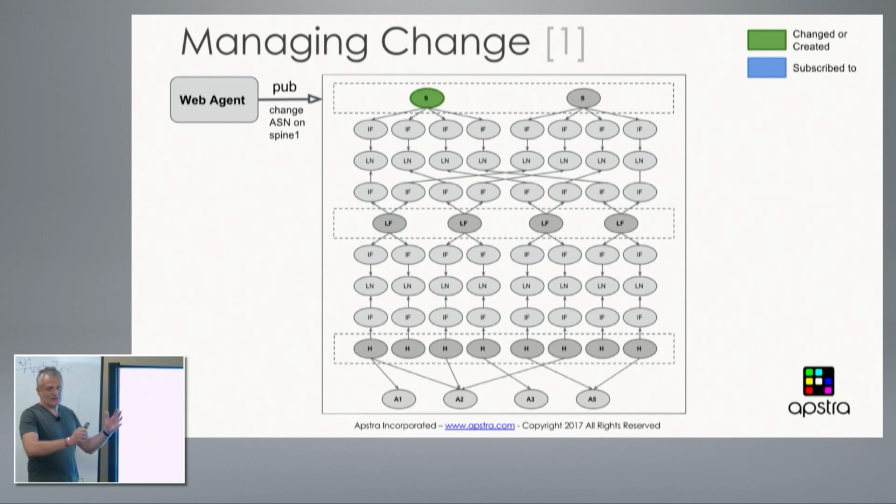Now, that was the initial case. Now, how do you deal with the change? Well, the same way. So let's say somebody through a web agent or through this Slack channel goes and modifies ASN number on spine 1.